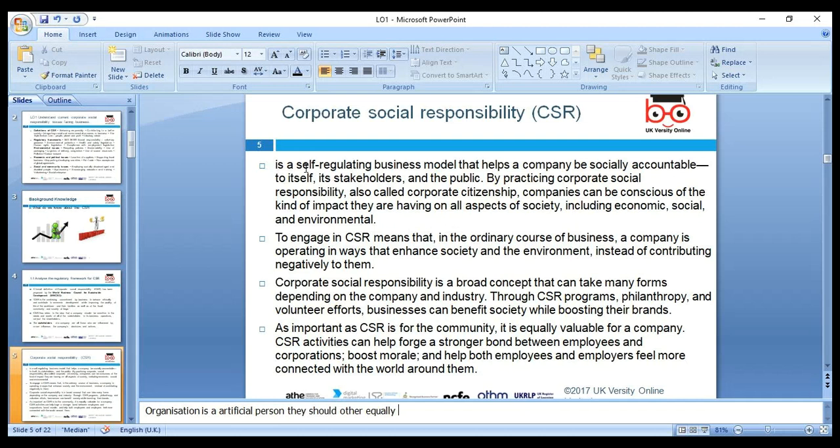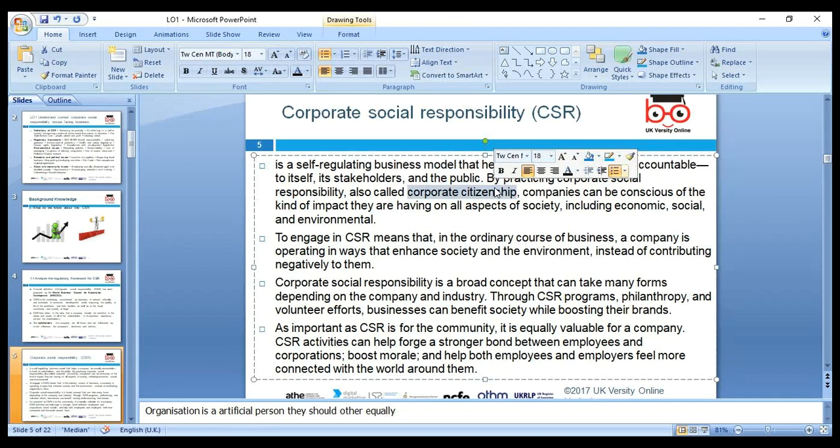So corporate social responsibility is a self-regulating business model that helps companies be socially accountable for itself, its stakeholders and the public. By practicing corporate social responsibility, it is also called corporate citizen. You should be a good citizen in the society, in the country. A company can be conscious of the kind of impact it has on all aspects of society and the economy.